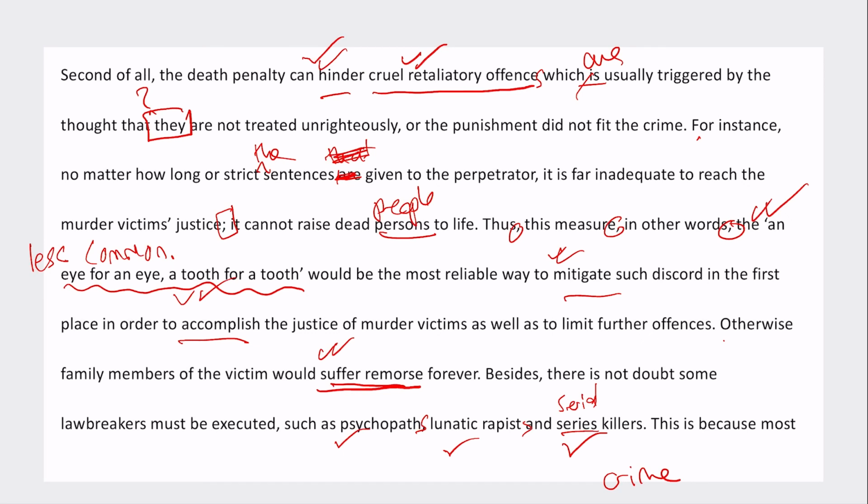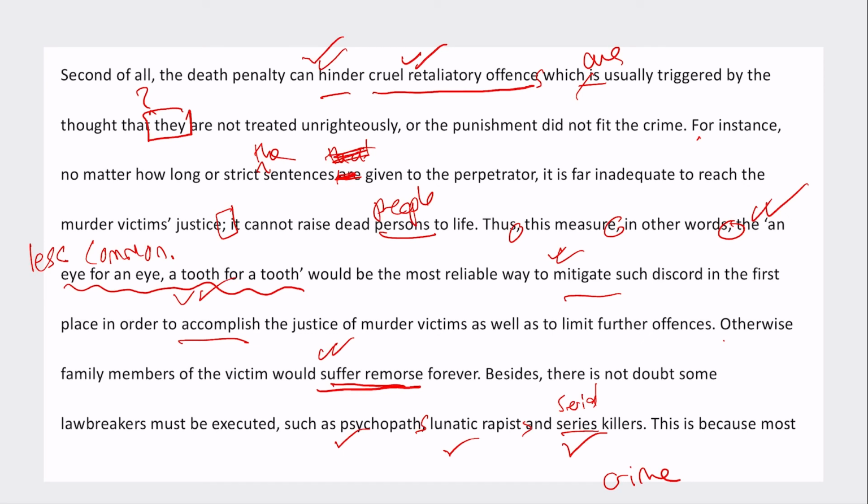This is because most of these types of offenders are irredeemably damaged psychologically for an extended period, or genetically different from ordinary people, making them commit a brutal and lawful act without any guilt. Okay, so again, this is a very strongly argued sentence.